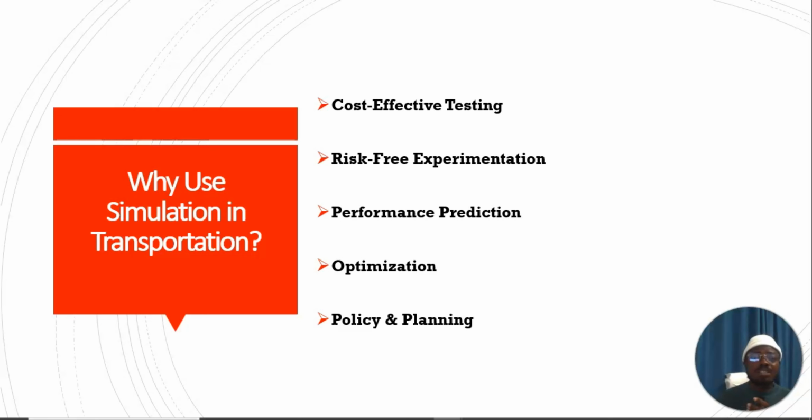And the third point here is performance prediction. That is forecasting the traffic impact of new development. It helps us to be able to make adequate forecasts of the traffic impact when there is a new development. When you set up, for example in a city, new industries that bring about employment of people.